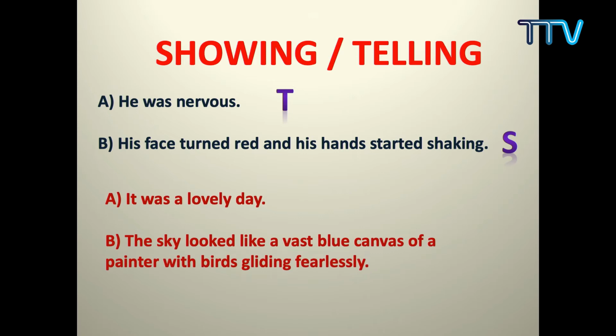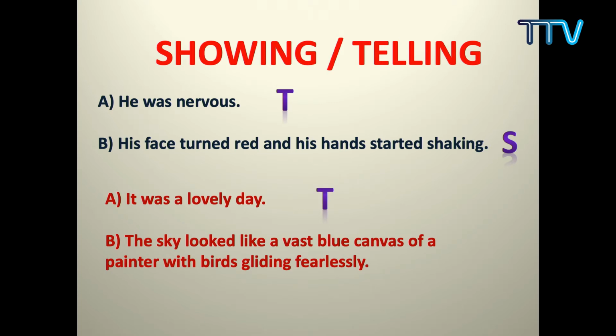Okay, one more example. It was a lovely day. From your side, you are just telling, it was a lovely day. But how can the readers understand it was a lovely day? Now here we use showing. Let us look at the next sentence. The sky looked like a vast blue canvas of a painter with birds gliding fearlessly. So you will get some idea which one is showing and which one is telling.